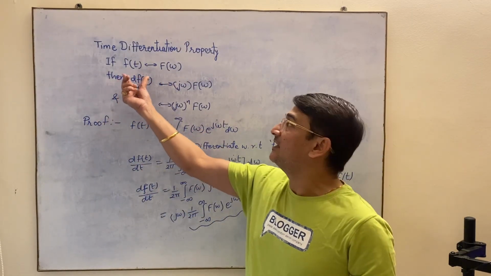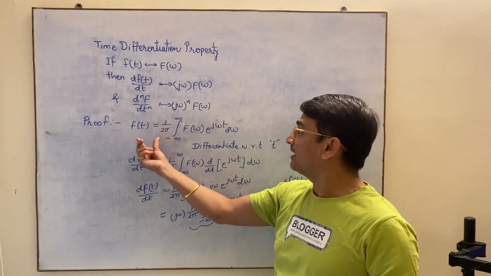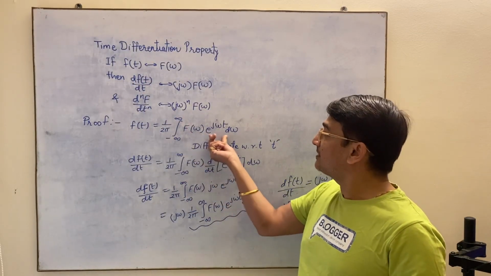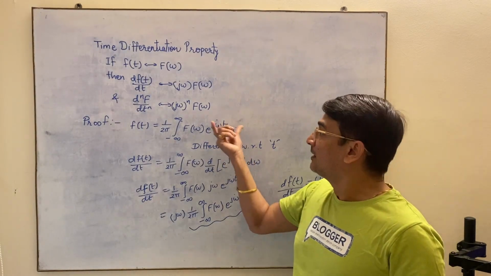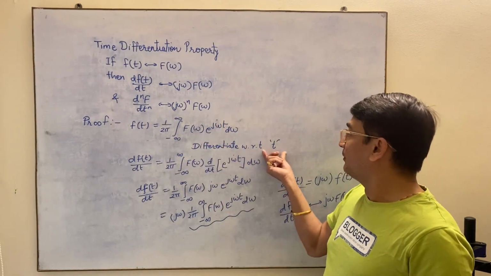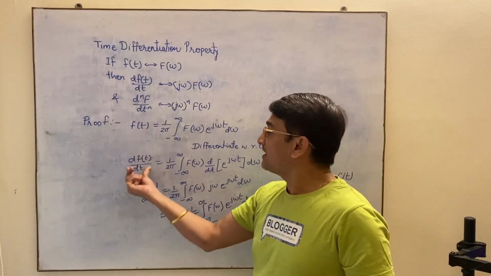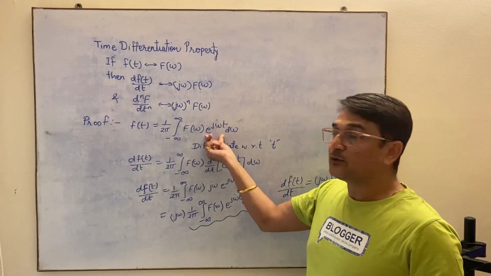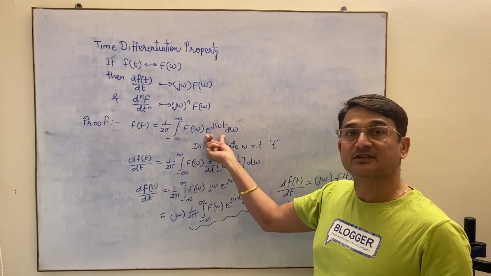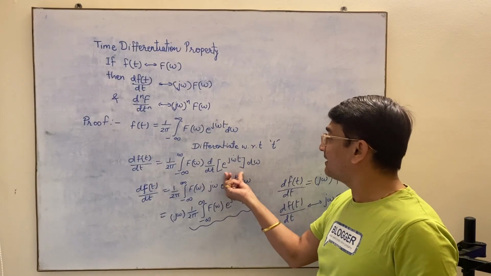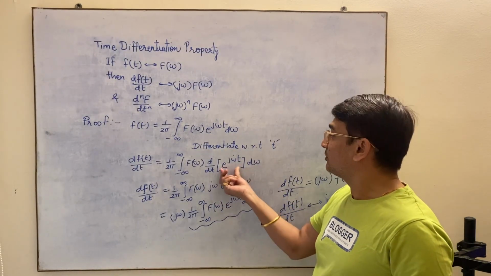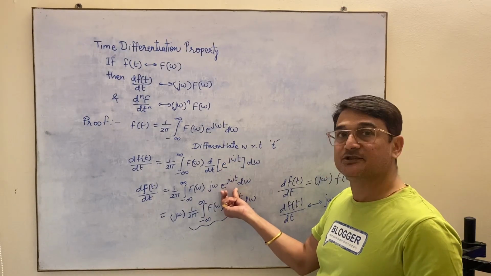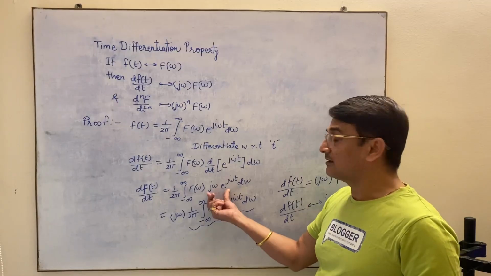For the proof, we take the inverse Fourier transform formula again, that is f(t) = 1/(2 pi) integral from minus infinity to infinity of F(omega) e^(j omega t) d omega. Now differentiate this equation with respect to t. So df/dt equals 1/(2 pi), which remains the same, and only e^(j omega t) is differentiated with respect to t, so d/dt of e^(j omega t) d omega. The differentiation of e^(j omega t) is j omega e^(j omega t), so I have written this.